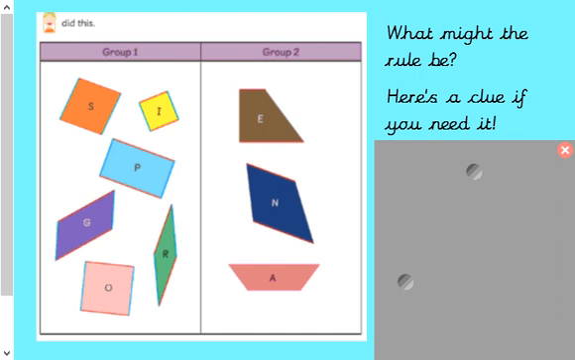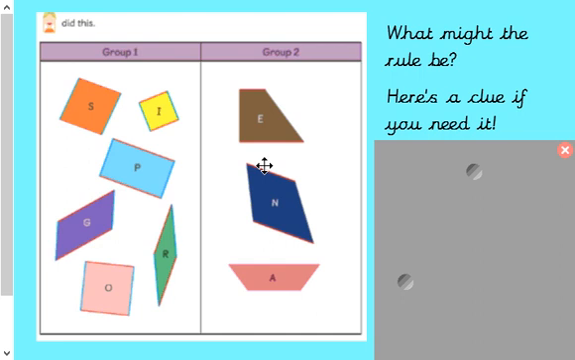Now this child has done this. The quadrilaterals have been grouped according to group 1 and group 2. What I want us to think about is, what might the rule be?